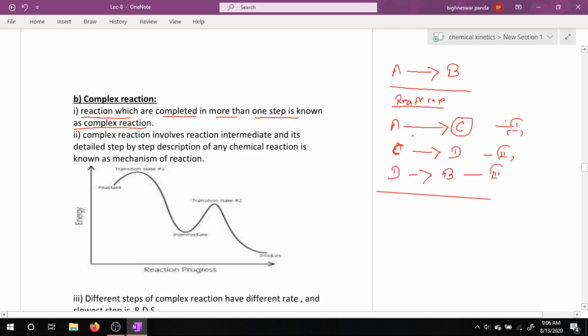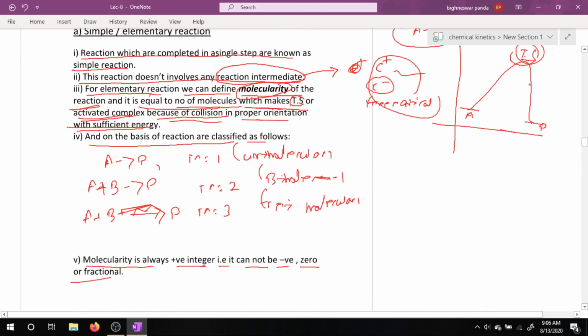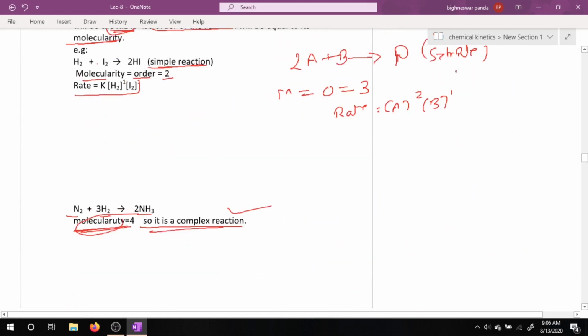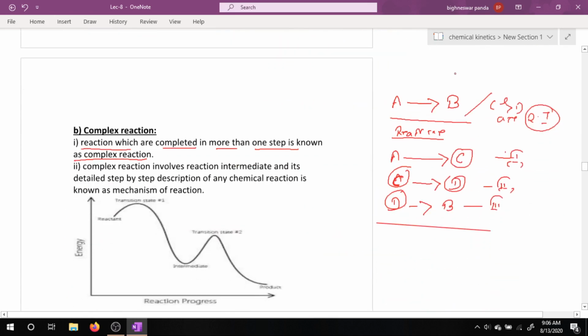So here C and D are reaction intermediates. In the case of a simple reaction, no reaction intermediates are formed, that is simple reaction A gives rise to P. But here if we consider a reaction A gives rise to B, the reaction is completed in more than one step. So if A gives rise to B, we have observed that these are three steps of reaction. So reactions which are completed in more than one step are known as complex reactions.